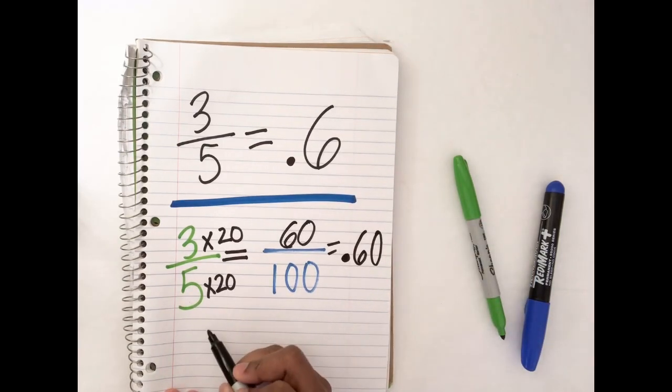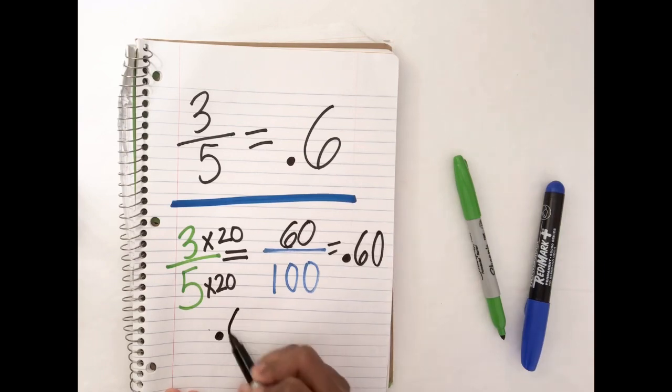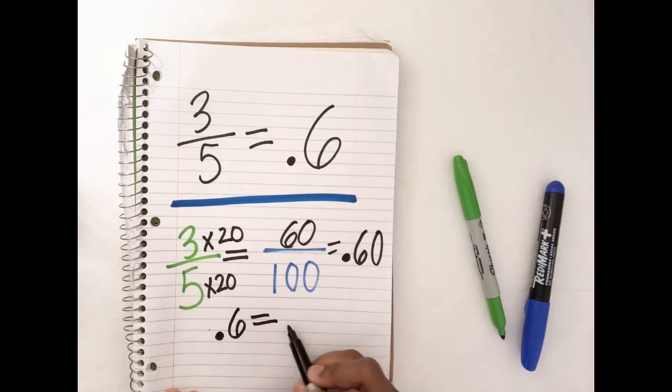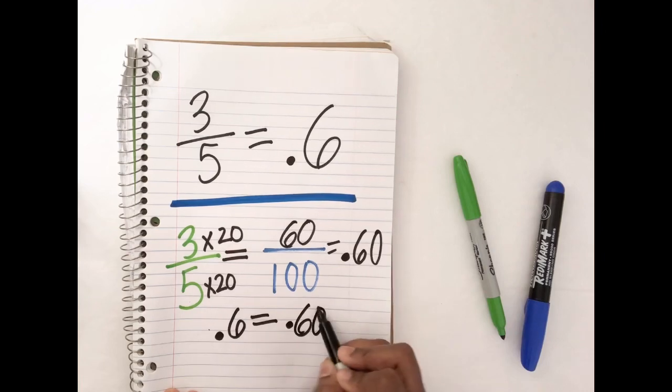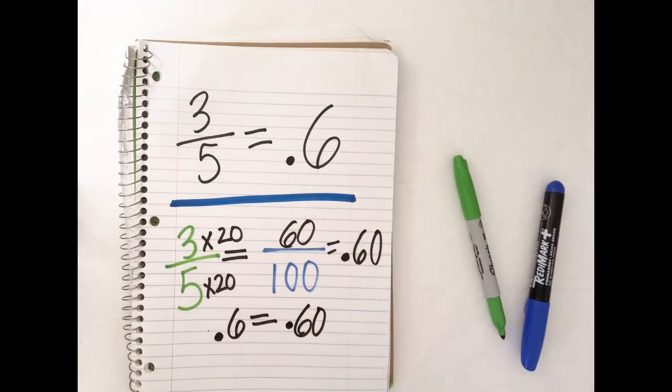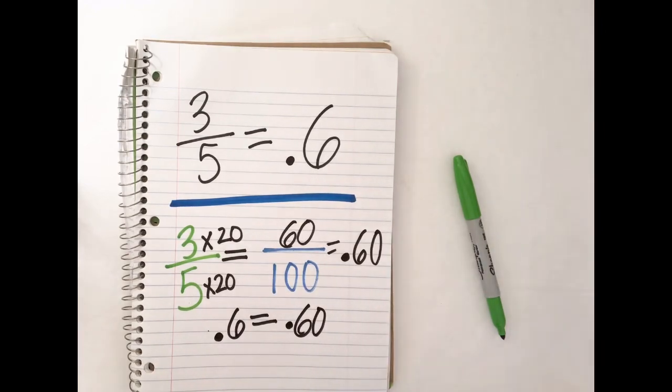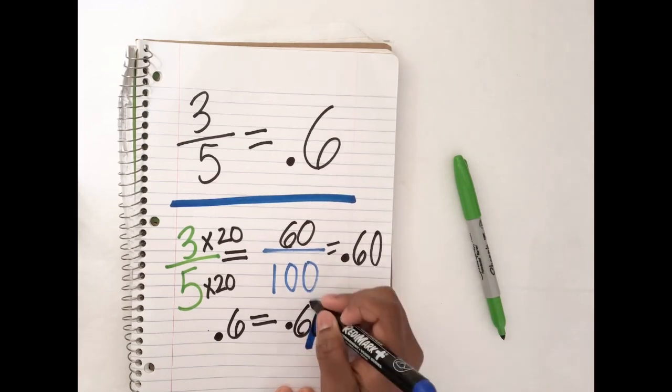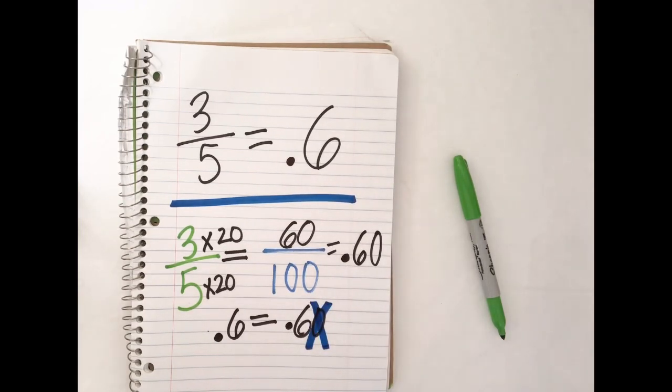Now, is 6/10 equivalent to 60 hundredths? Yep, it is. It's the same thing. If you X off the 0, you notice they will be equivalent. So those are 2 strategies that you can use to change a fraction to a decimal. Now, do you got it? Or would you like to do another one together?